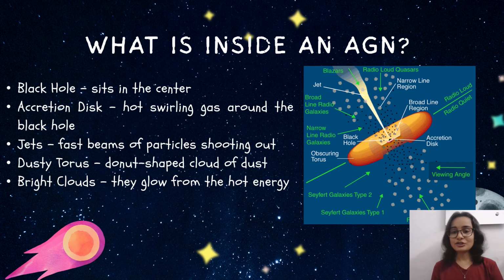Another more important thing is the dusty torus. You can see there is a donut shaped structure in this picture. This is a cloud of gas called the dusty torus. And there are many more things, like bright clouds, the broad line region, the narrow line region, and many more.